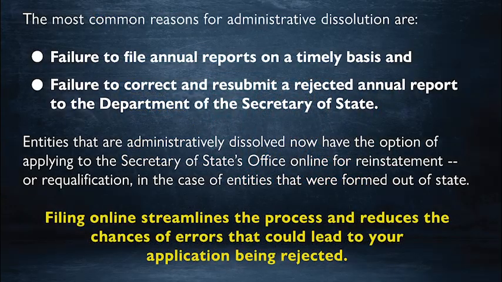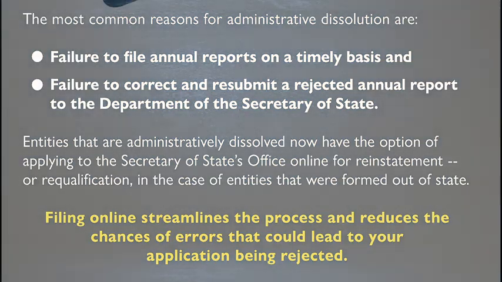The most common reasons for administrative dissolution are failure to file annual reports on a timely basis and failure to correct and resubmit a rejected annual report to the Department of the Secretary of State. Entities that are administratively dissolved now have the option of applying to the Secretary of State's office online for reinstatement, or requalification in the case of entities that were formed out of state. Filing online streamlines the process and reduces the chances of errors that could lead to your application being rejected.